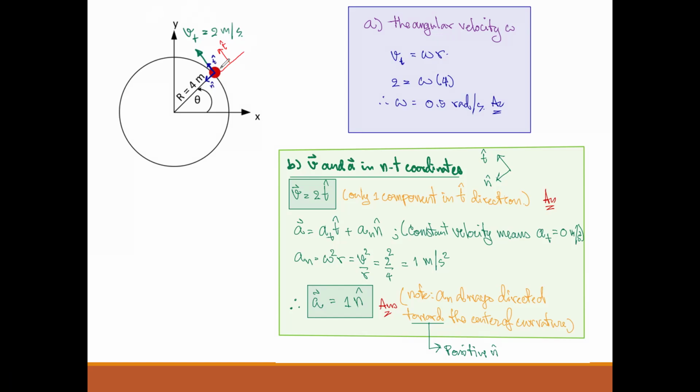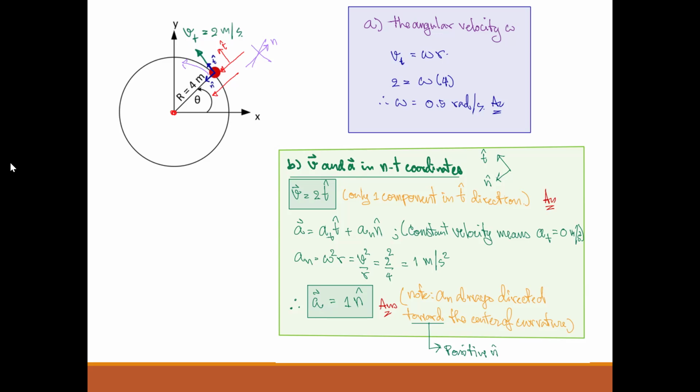The direction of normal is always toward the center of curvature. So the center of curve is over here, so the normal direction should go this way. It's not this way, because the curve goes in this direction. So when we set up the axis of normal, do not get confused. Normal direction is always toward the center of curve.